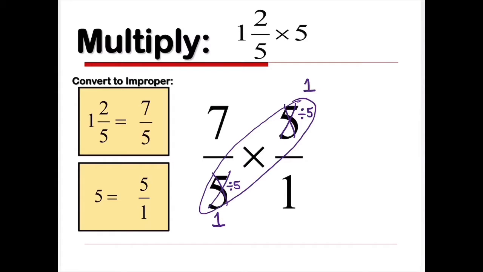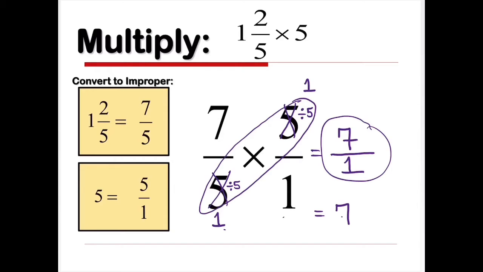So now you're left with some really simple multiplication here. 7 times 1 is 7. 1 times 1 is 1. And then we don't want to leave our answer like that. We're going to simplify this as much as possible, and we're just going to write 7. So the answer to that problem is 7.